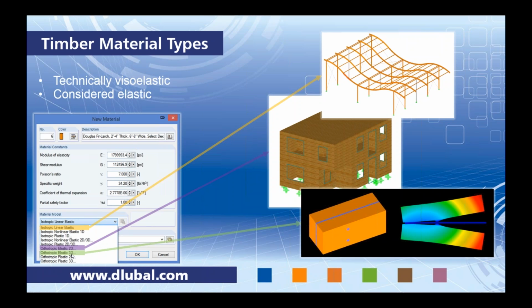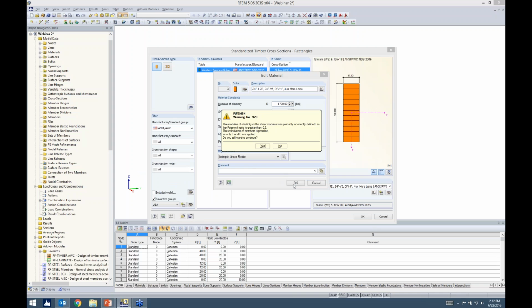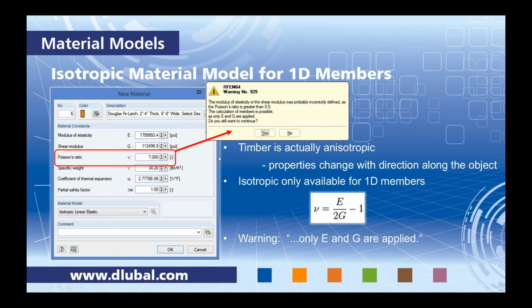Okay, back in RFEM, if I go ahead and click OK, and you've used RFEM before to model timber, you'll notice this error message that pops up every time. And this error message is saying you must have incorrectly defined your material. Poisson's ratio is greater than 0.5. The calculation is possible, but only E and G are applied. Is this okay? So I really want to explain what's going on here, because some of us may just click yes and not really know the logic behind why this program's throwing up the error.